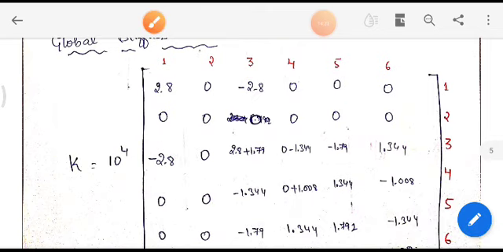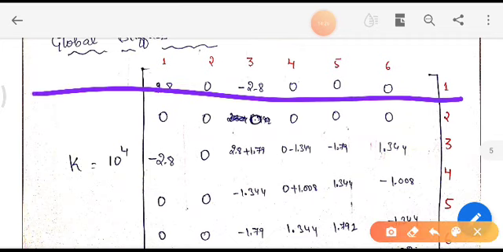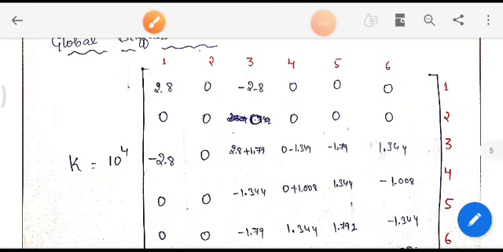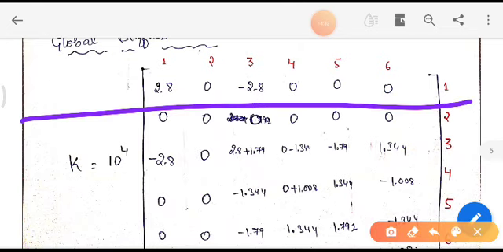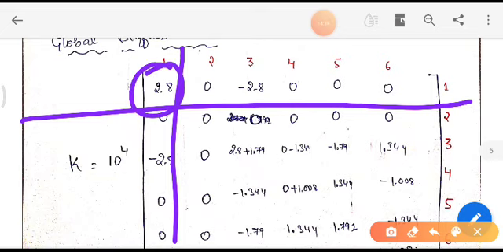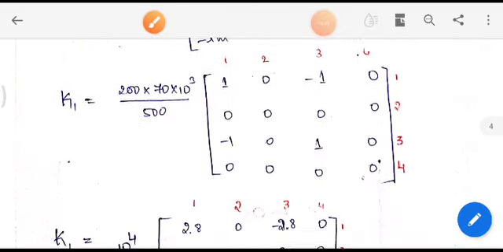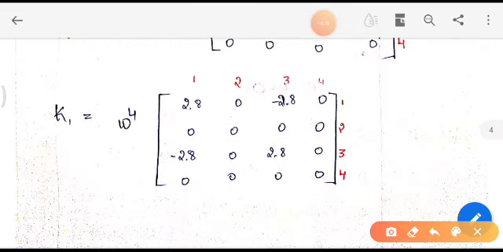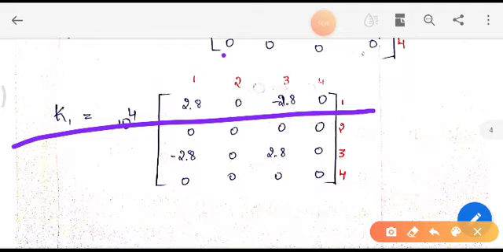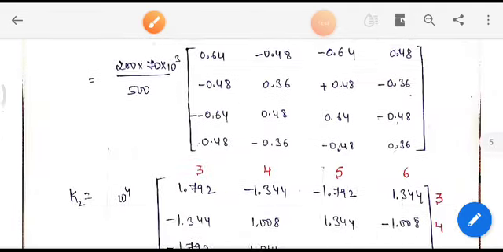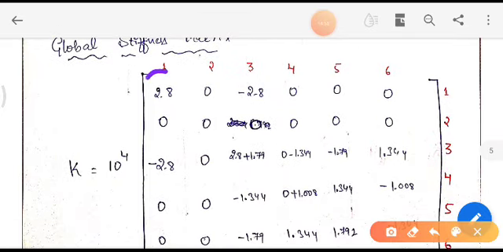To define that, first we need to see here, this is our first row and first column. Here we have 2.8. How this 2.8 came over here, we will see. If you see our K1 matrix here, this is our first row and this is our first column. We have 2.8. This 2.8 we have written over here in the global stiffness matrix.